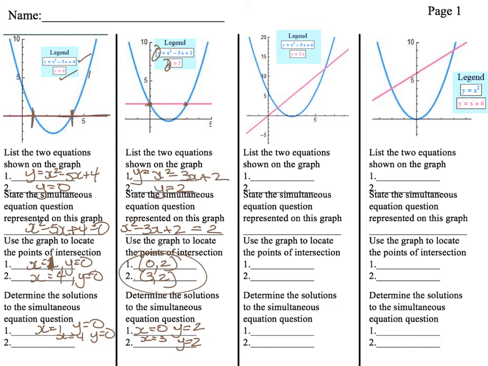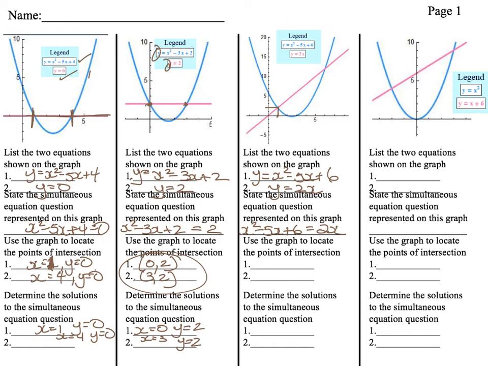Let's look at another one. The two equations are y equals x squared minus 5x plus 6, and the next equation is y equals 2x, all drawn and represented on the graph for us already. The simultaneous equation represented by this graph is x squared minus 5x plus 6 equals 2x. If we wanted, we could have brought everything to one side.